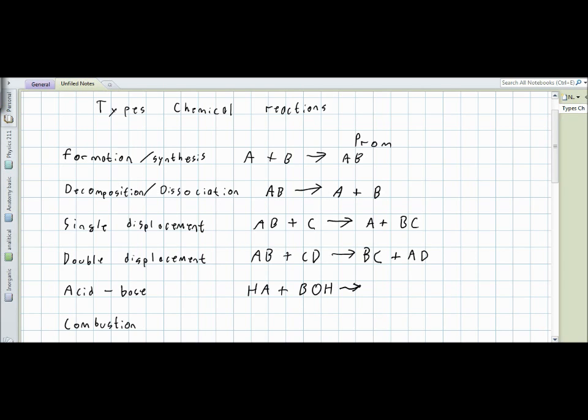And so what we get is water and AB. Now AB is almost always a salt. So just remember that this reaction of acid and base creates water and salt. So salt, water, acid, and base.